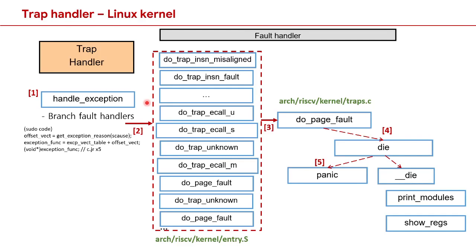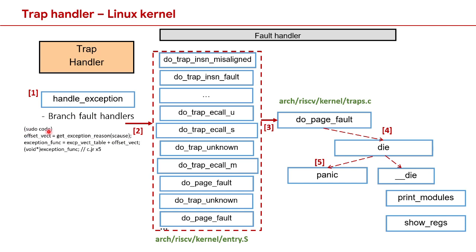Now let's continue the analysis of the trap handler in the RISC-V based Linux kernel. Let's note that the trap handler in the RISC-V based Linux kernel is handle_exception. The first thing to do in handle_exception is to store the set of general purpose registers at the moment of the trap. And the next thing to do is to read the value of the supervisor cause register.